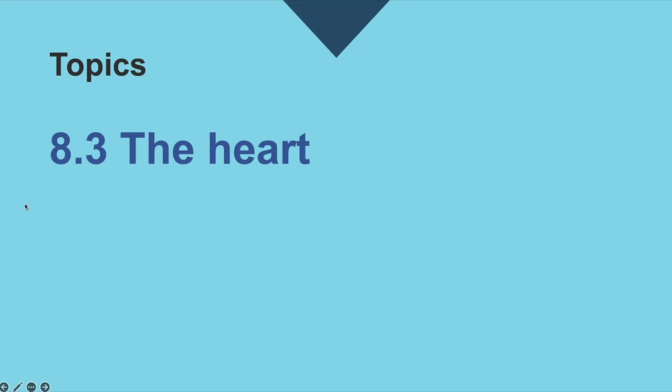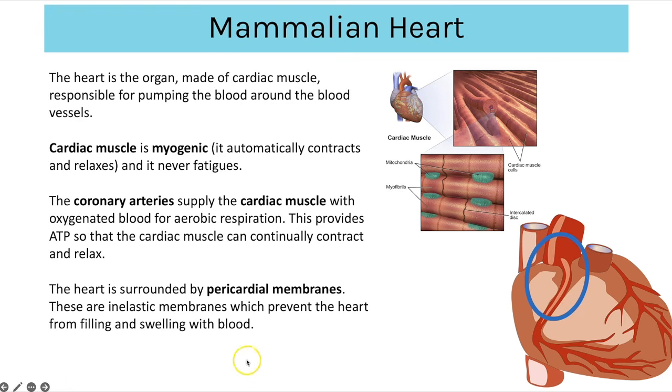Finally then, we're going to have a look at the heart. In particular, we're looking at the mammalian heart. So the heart is an organ. It's made up of cardiac muscle, which is a specific type of muscle only found in the heart. And it's myogenic, which means it automatically contracts and relaxes. It doesn't require an input from the nervous system to make it contract and relax. It does require the nervous system to control the heart rate, but we're going to come to that later in this video.